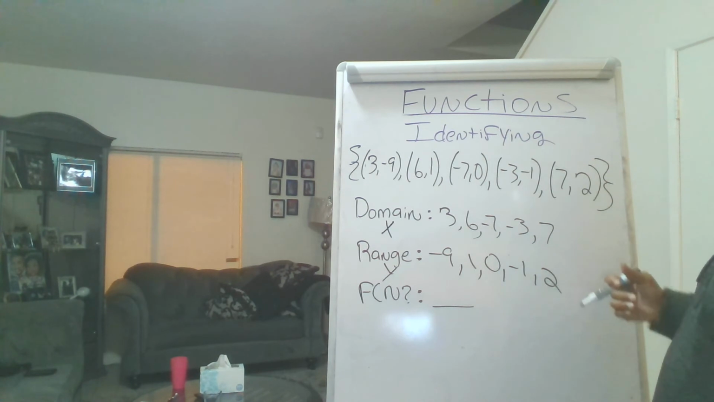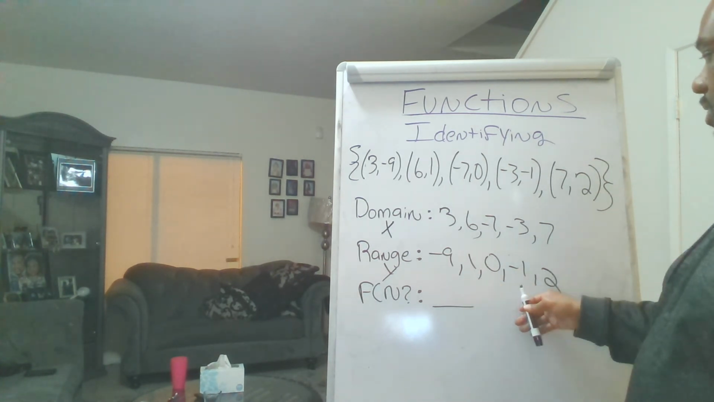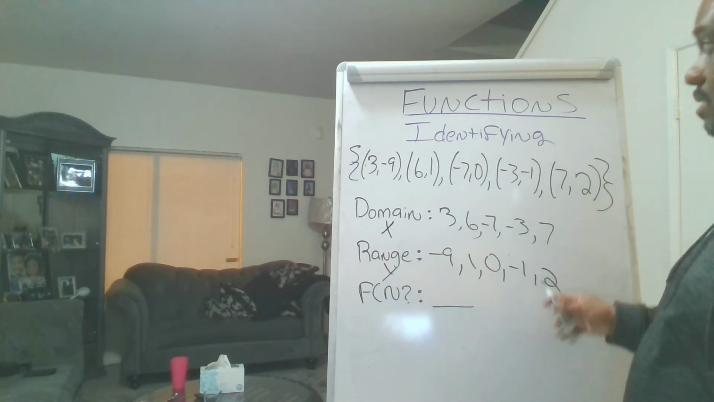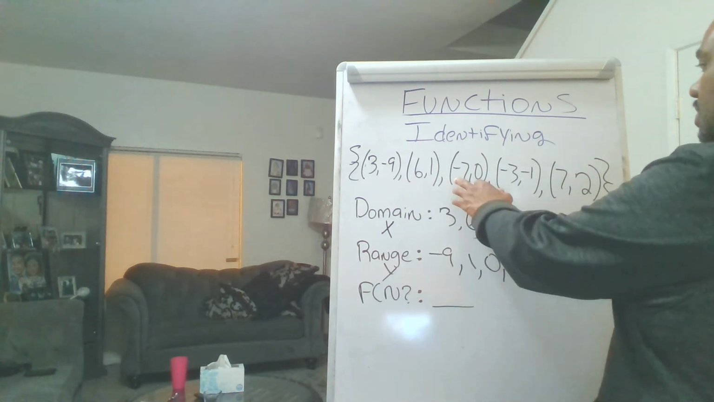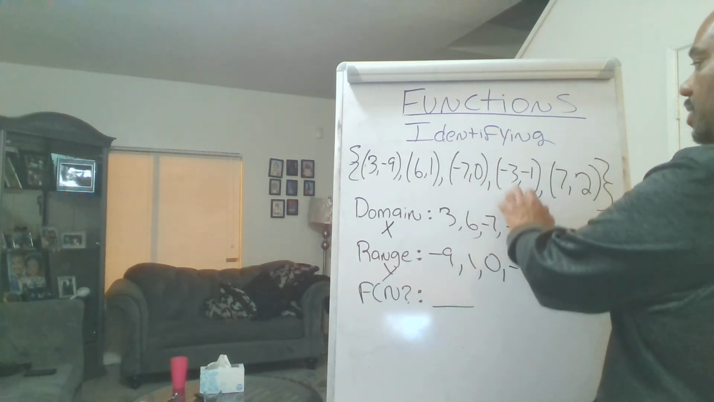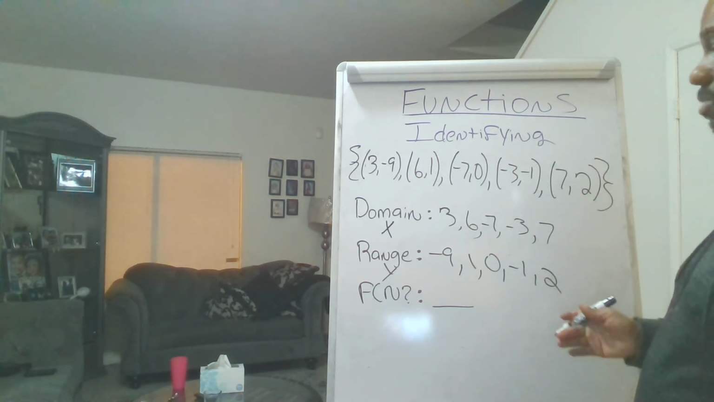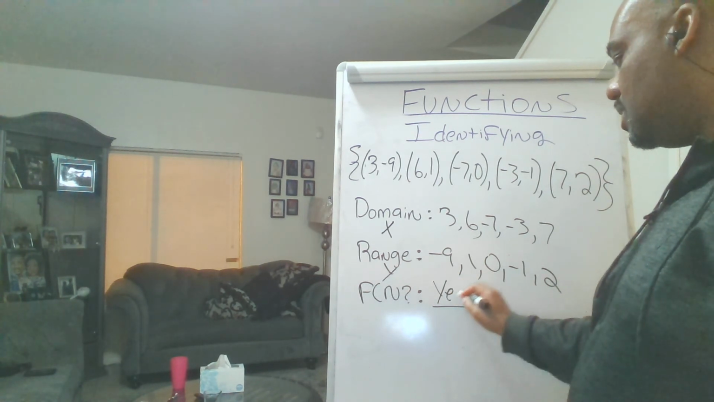Let's see if we have any y's that are repeated. -9, 1, 0, -1, and 2. So nothing's repeated, right? So 3 has -9 to it, 6 has 1 to it, -7 has 0 to it, -3 has -1, and 7 has 2 to it. Since nothing's repeated, is this a function? Yes, this is a function.